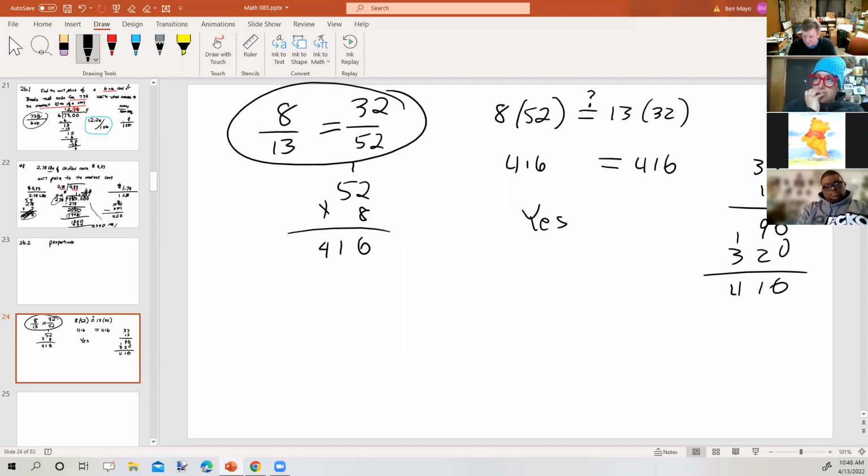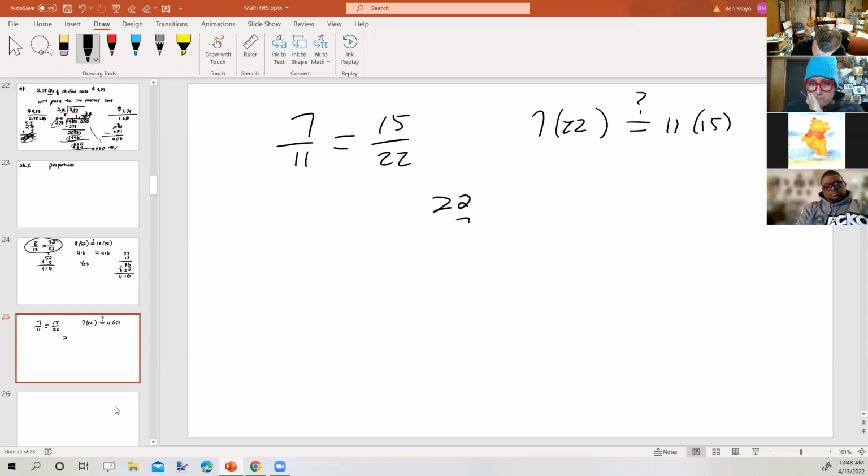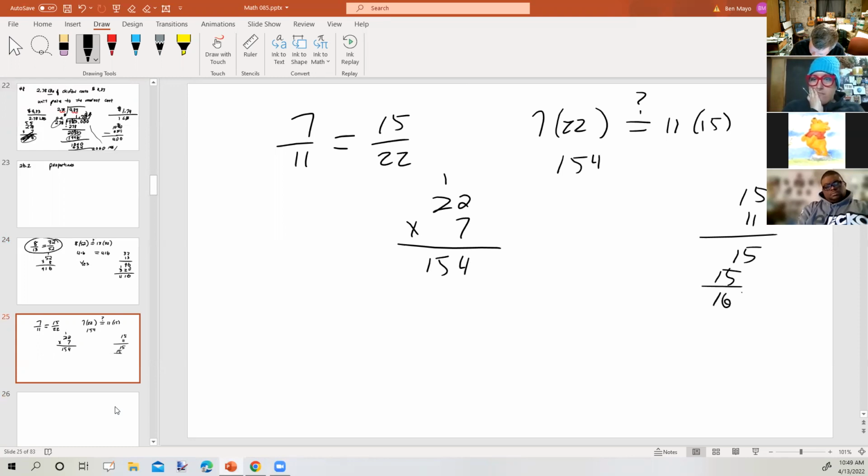Any questions about that example? Okay, let's take a look at another example. 7 is to 11 as 15 is to 22. So the question is, does 7 times 22 equal 11 times 15? 22 times 7 is 154. 15 times 11 is 165. So no, not a proportion.